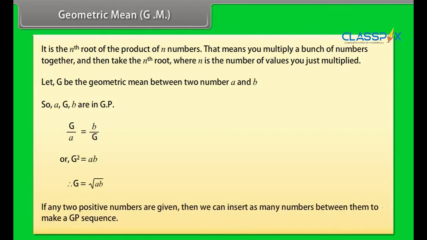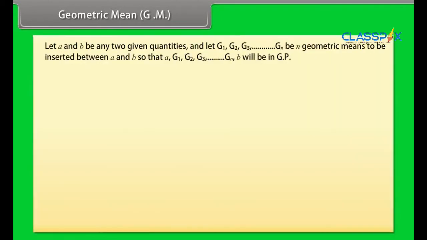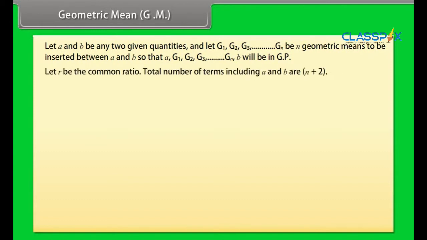If any two positive numbers are given, then we can insert as many numbers between them to make a GP sequence. Let a and b be any two given quantities, and let G1, G2, G3 up to Gn be n geometric means to be inserted between a and b so that a, G1, G2, G3 up to Gn, b will be in GP. Let r be the common ratio. Total number of terms including a and b are n plus 2.